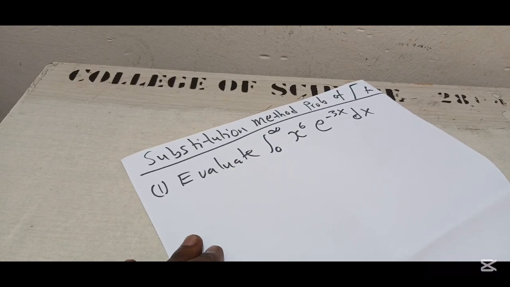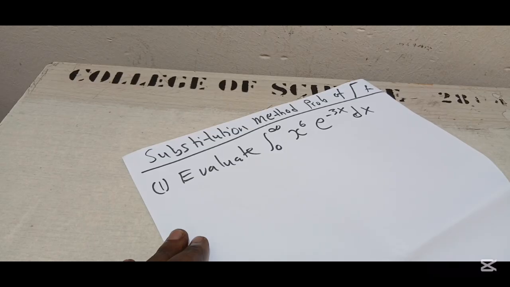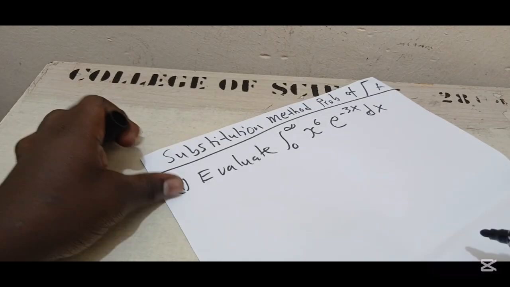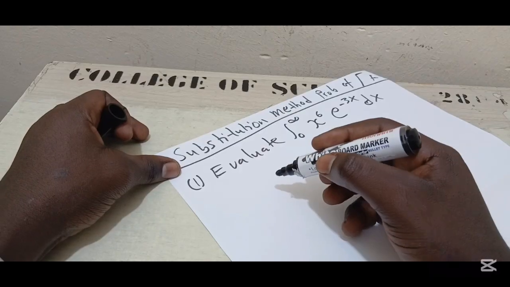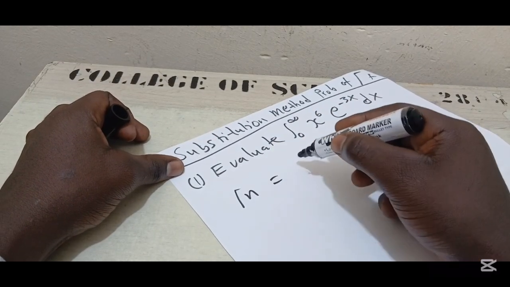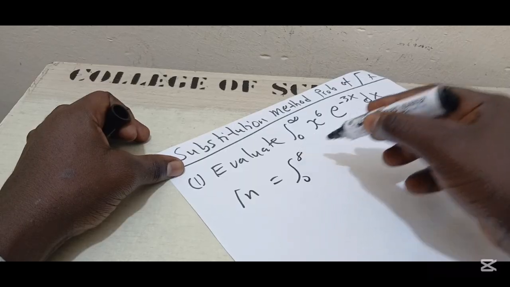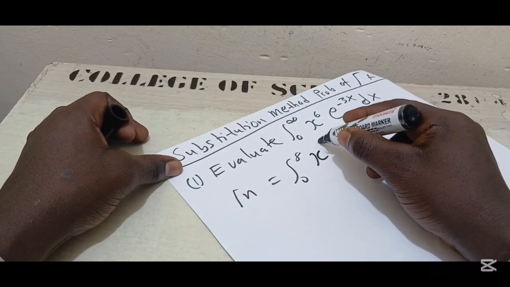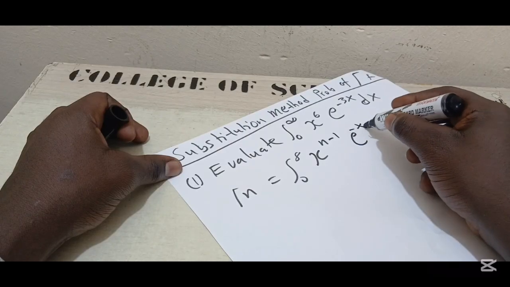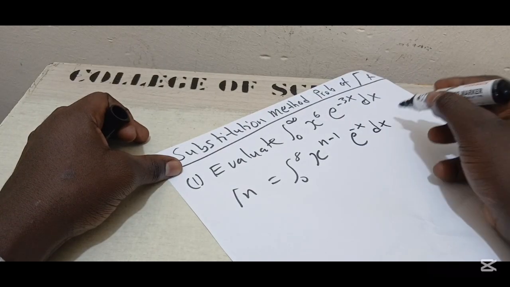This is a continuation of gamma function problems, and this is a case where we are looking at the general gamma function formula. We have gamma n equal integral from 0 to infinity x to the power n minus 1 e to the power minus x dx.